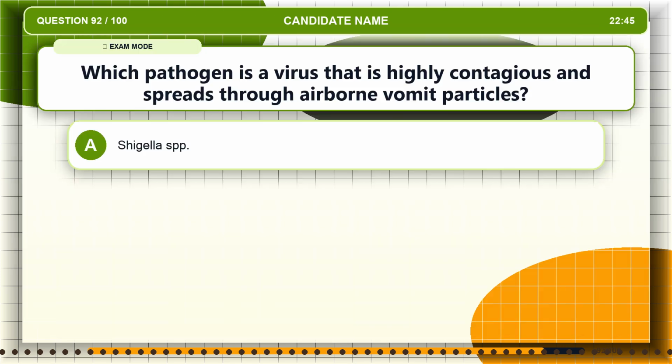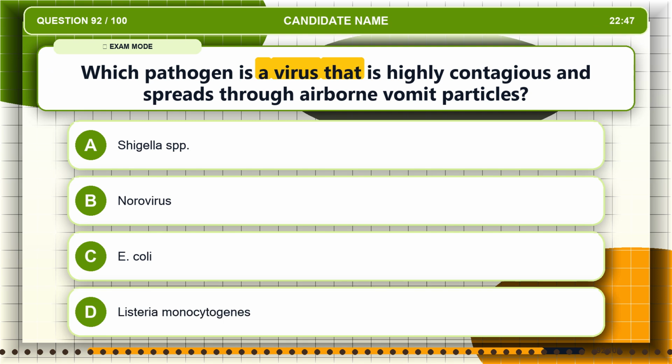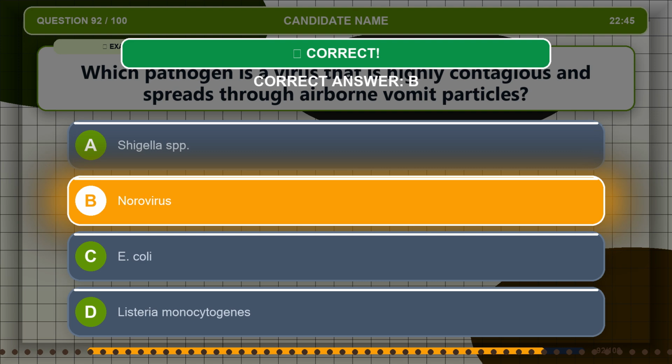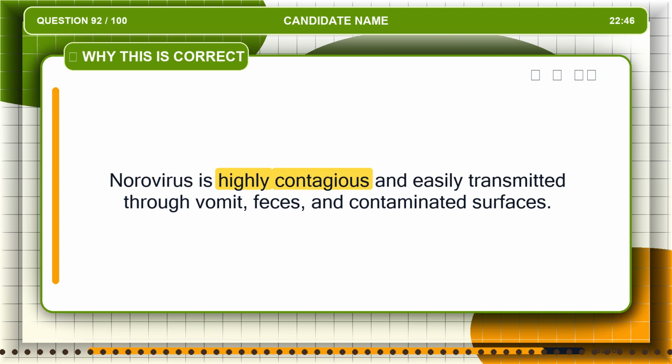Question 92. Which pathogen is a virus that is highly contagious and spreads through airborne vomit particles? Option A, Shigella spp. Option B, norovirus. Option C, E. coli. Option D, Listeria monocytogenes. The correct answer is option B, norovirus. Norovirus is highly contagious and easily transmitted through vomit, feces, and contaminated surfaces.